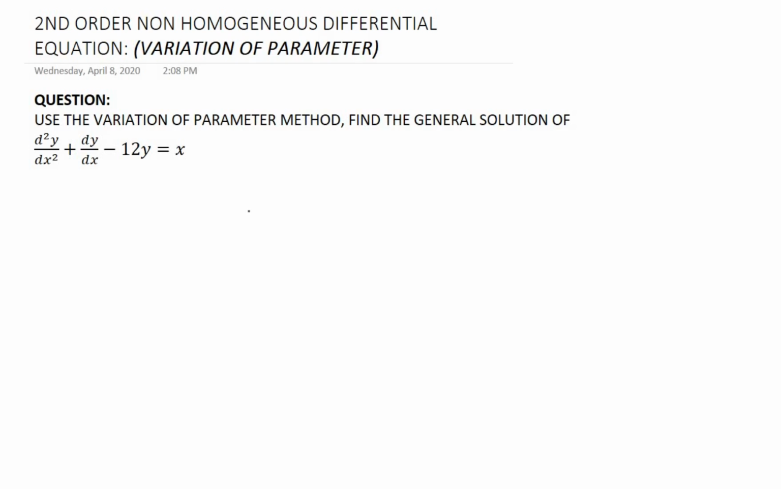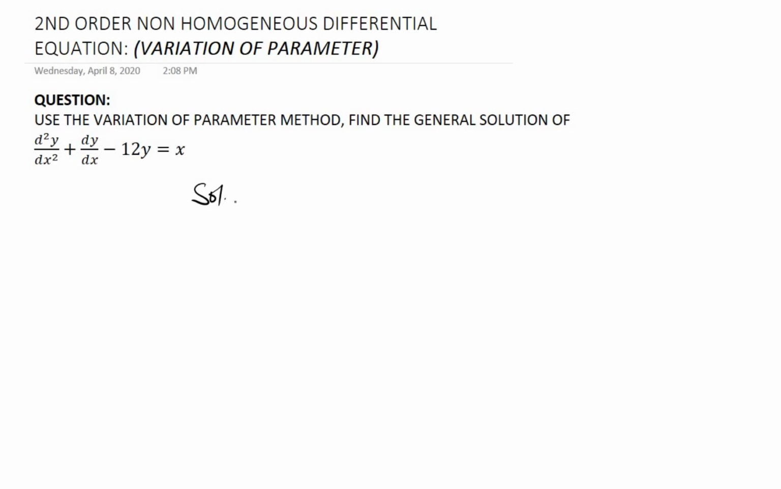Today we are going to solve another question in second order non-homogeneous equations, but using the variation of parameter method. And this is the question we're given. Use the variation of parameter method and find the general solution of d2y/dx squared plus dy/dx minus 12y is equal to x.